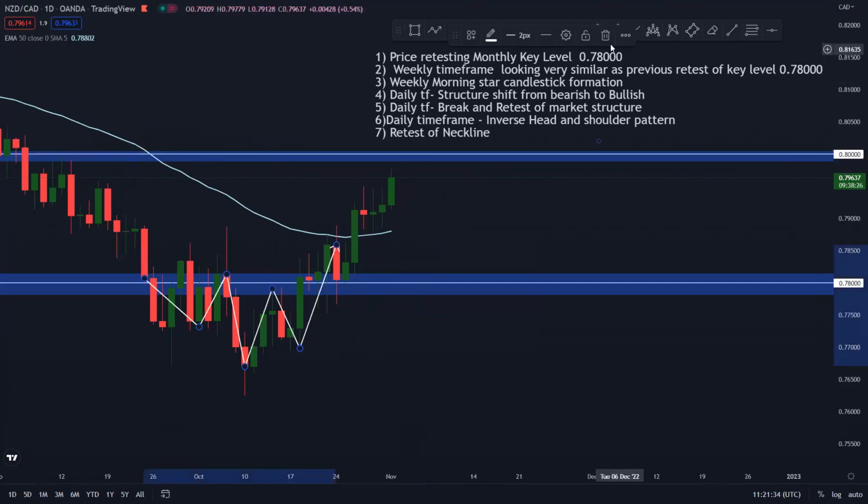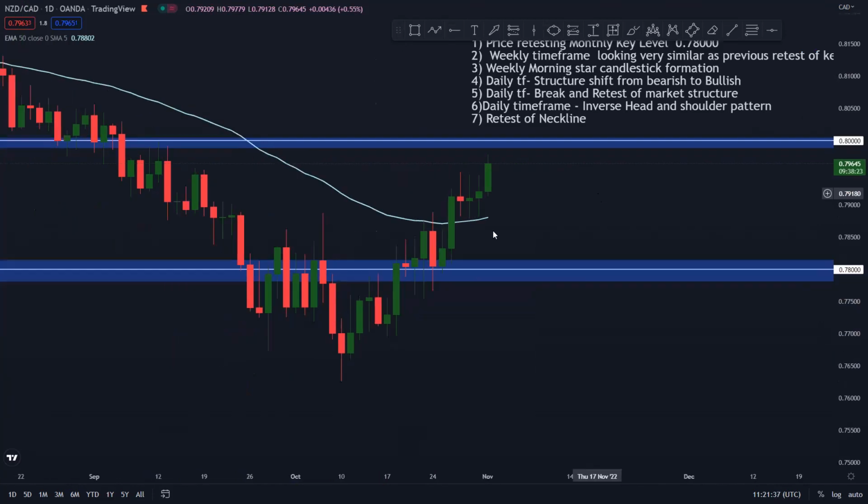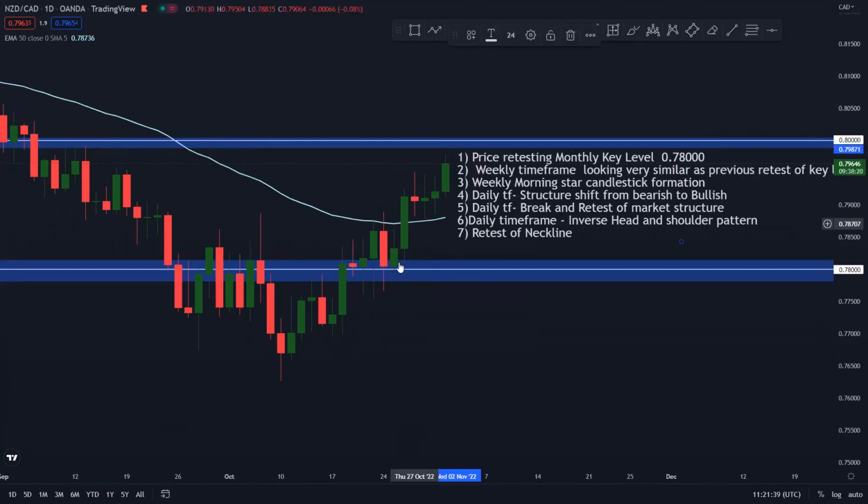And then this is where I scaled down to the 4-hour time frame to get in on a nice entry at the retest of the monthly key level, also a psychological level, 0.78 thousand, a previously broken daily resistance now turned support. Also, it is the neckline of the inverse head and shoulder pattern as clearly seen from the daily time frame.